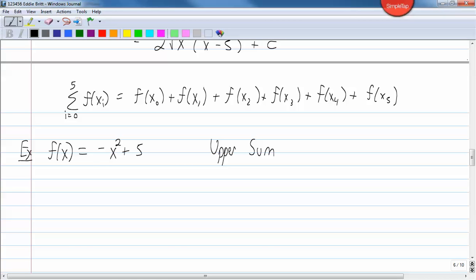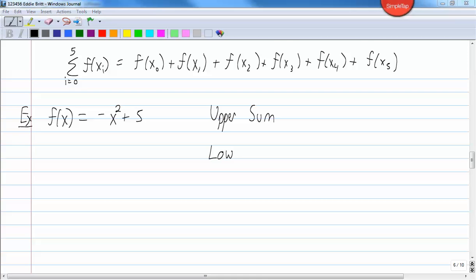If you're summing up rectangles below the curve and you have a little missing below the curve, then that's called a lower sum. So that's as small as your actual area can be, but it's going to be too small. It's not going to be the same.